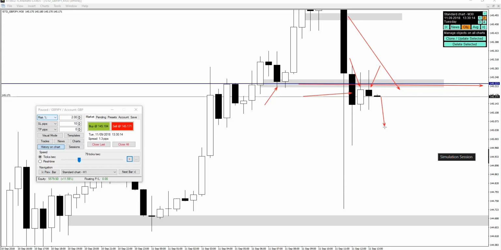A conservative trade is going to be when someone will say, okay, I'm going to wait for price to break this low and then anticipate it to fill this wick here at the bottom.